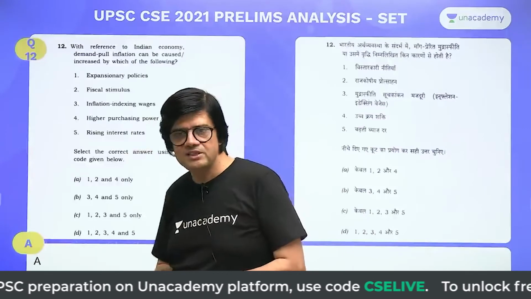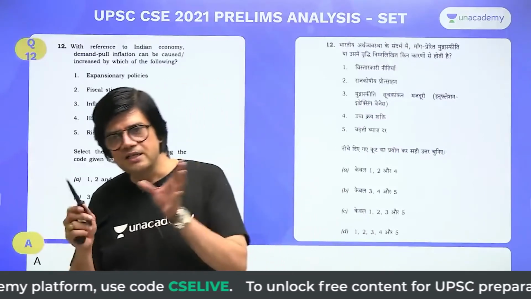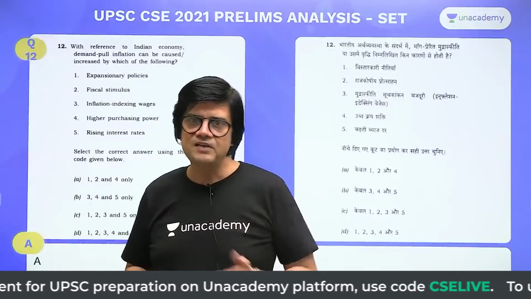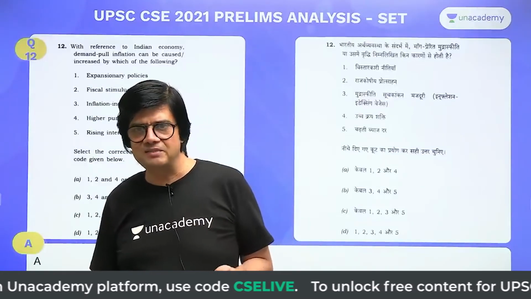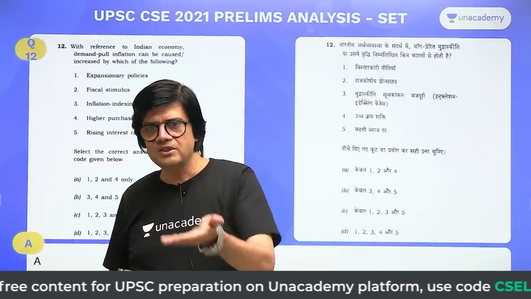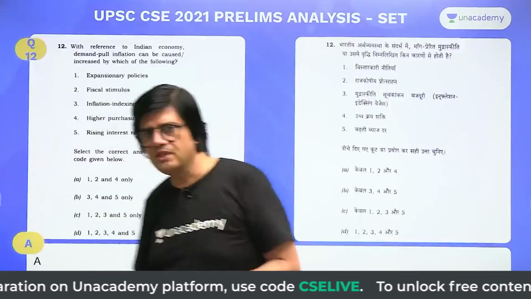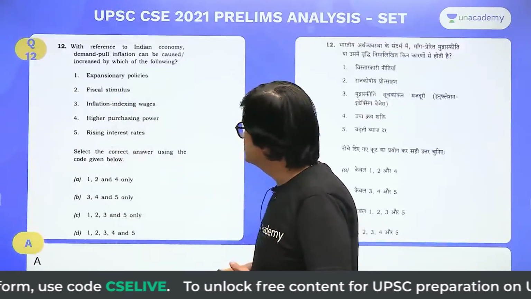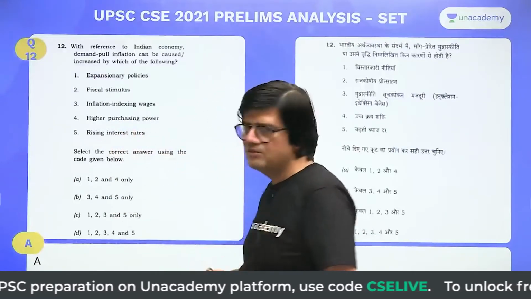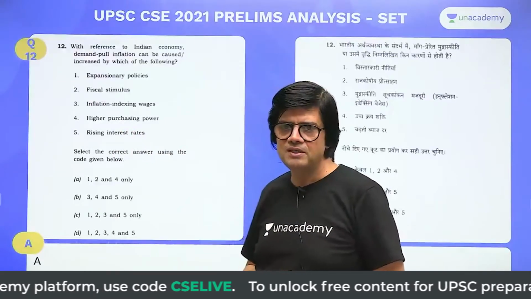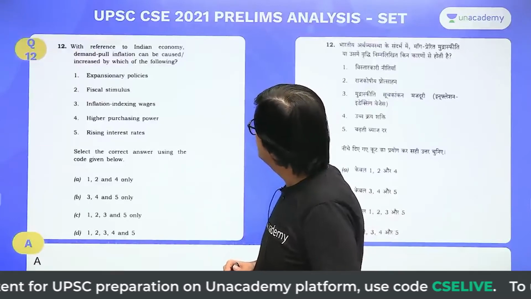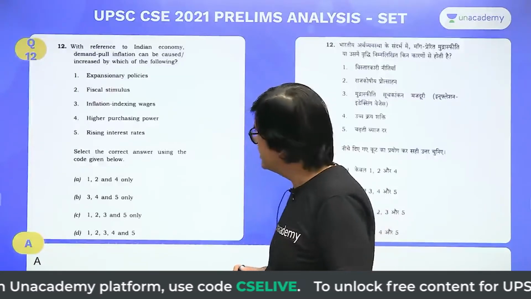Inflation indexing wages basically means that the wages are related to, correlated to inflation. If the inflation is going up and wages are also going up, so that will nullify the impact basically. That as the inflation is rising, the wages are also rising in that same proportion. So eventually its impact will not be there on inflation as such. And then therefore this cannot be the correct statement here. Higher purchasing power, definitely if people have higher purchasing power, that is likely to result in inflationary demand pull inflation or inflationary pressure.